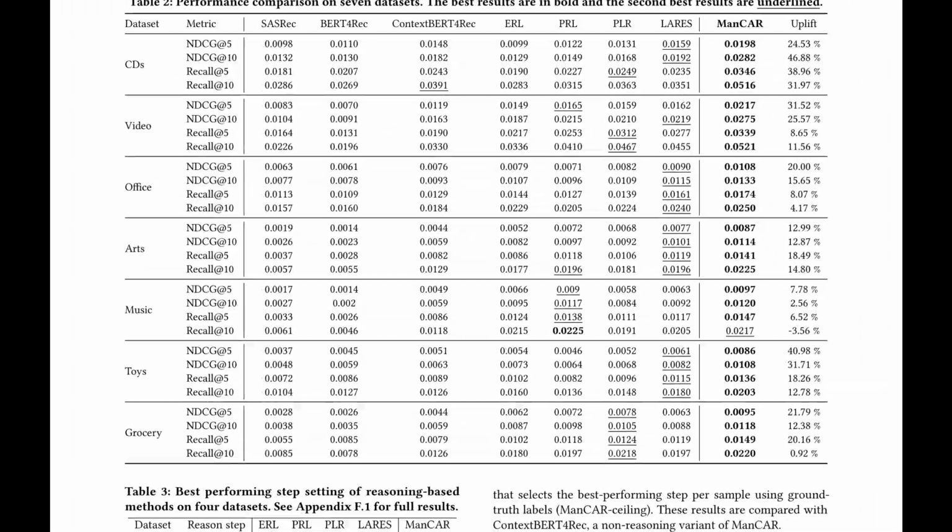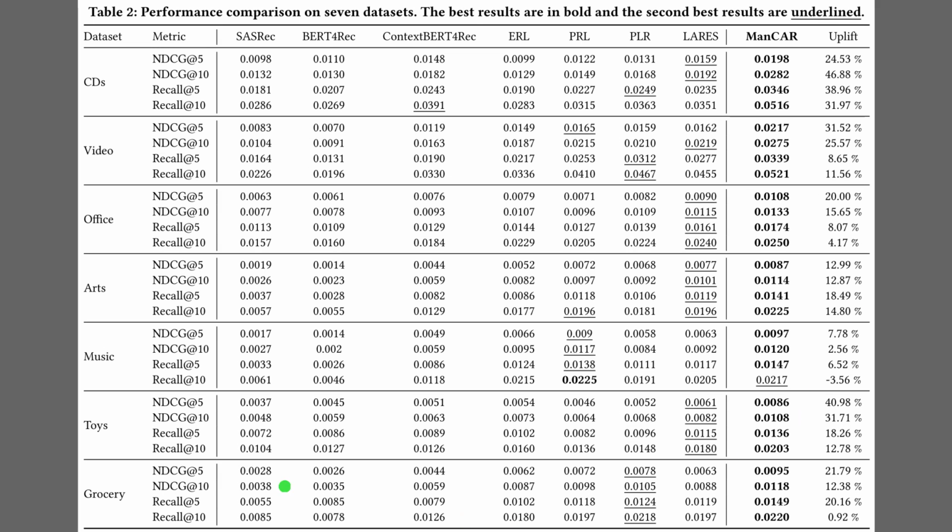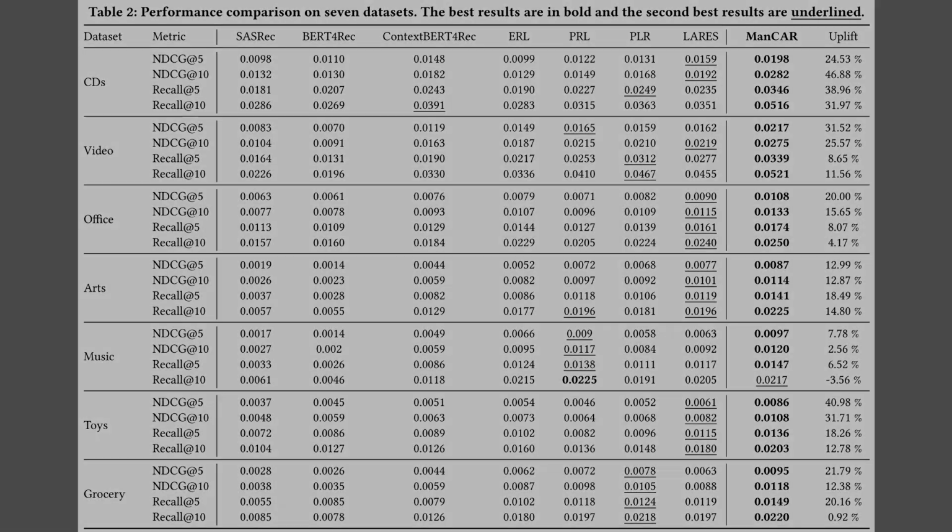Table 2 presents the head-to-head performance comparison across these 7 benchmarks. The central columns list standard baselines like SASRec and BERT4Rec, alongside stronger recent methods like GLAIRS. ManCAR, shown in the column towards the right, consistently achieves the highest scores, which are marked in bold across every single dataset. For example, looking at the CDs category at the top, the model delivers a remarkable 47% relative improvement in NDCG at 10. The final column quantifies this uplift, showing significant double-digit gains in almost all cases.